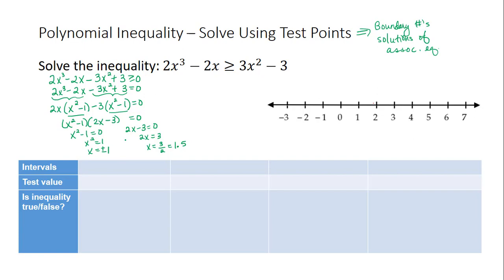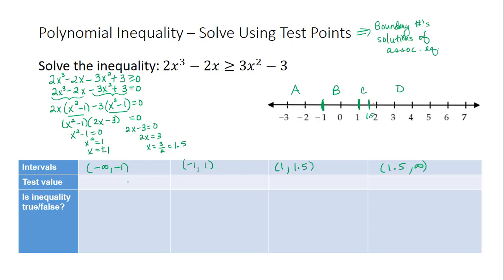Now that we have our boundary numbers, I will place these on the number line. We have negative 1, 1, and 1.5. So the regions that we need to test are regions to the left of negative 1, between negative 1 and 1, between 1 and 1.5, and then to the right of 1.5. Those intervals then are negative infinity to negative 1, negative 1 to 1, 1 to 1.5, and 1.5 to infinity.